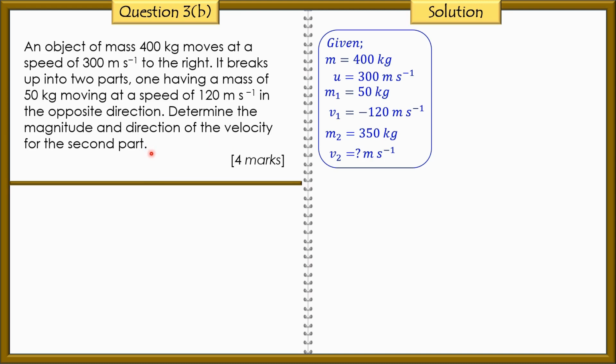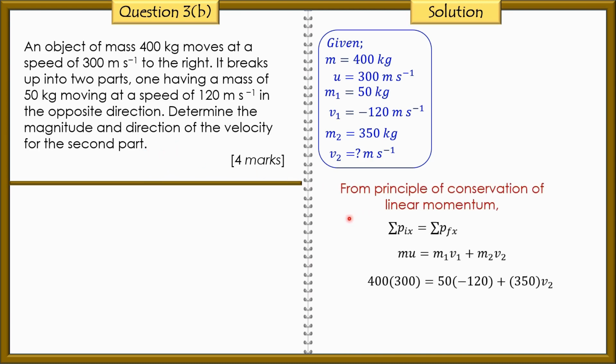We want to determine the magnitude and direction of the velocity for the second part, so we will use the principle of conservation of linear momentum. Referring to the principle, mu is equal to m1v1 plus m2v2 at the x component. When we substitute, make sure that for v1 you substitute negative 120. When you calculate, you will get that v2 is equal to 360 meter per second. Don't forget the direction. Because v2 is positive, the direction is to the right.